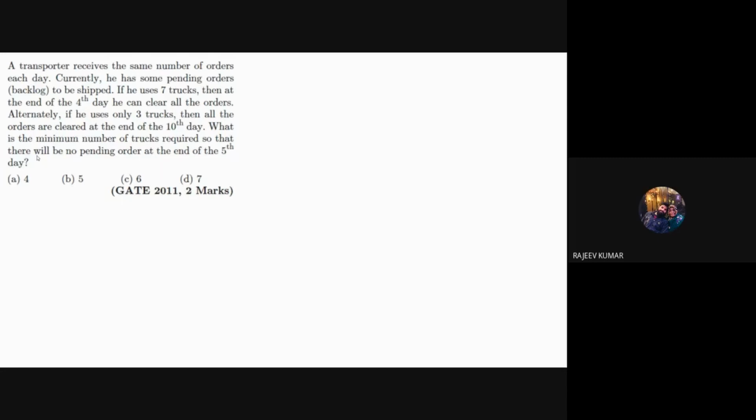A transporter receives the same number of orders each day. So there is one constant quantity, the number of orders that is going to be there. Currently, he has some pending orders or backlog to be shipped. If he uses 7 trucks, then at the end of the 4th day, he can clear all the orders. Alternatively, if he uses 3 trucks, then all the orders can be cleared at the end of the 10th day. What is the minimum number of trucks required so that there will be no pending order at the end of the 5th day?